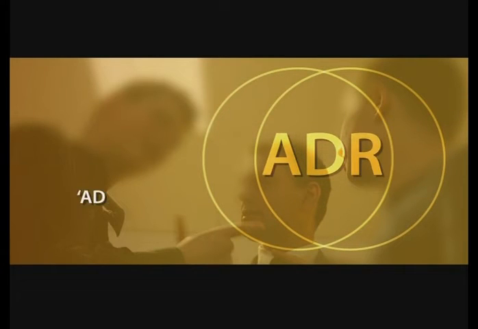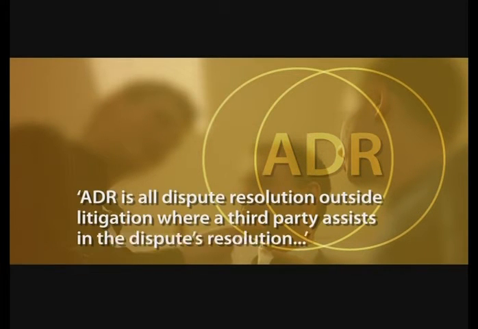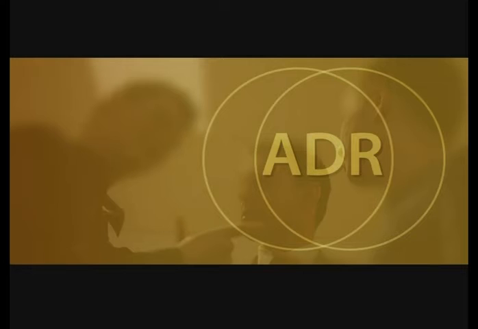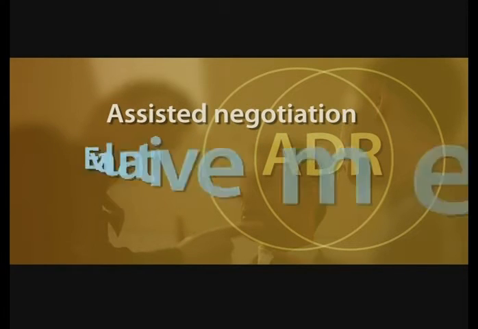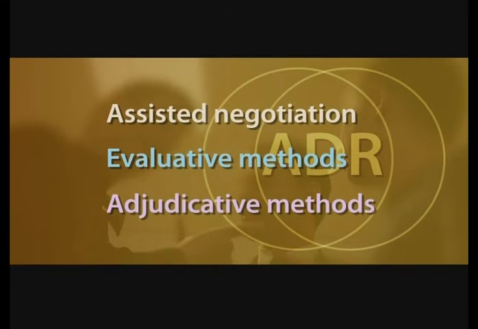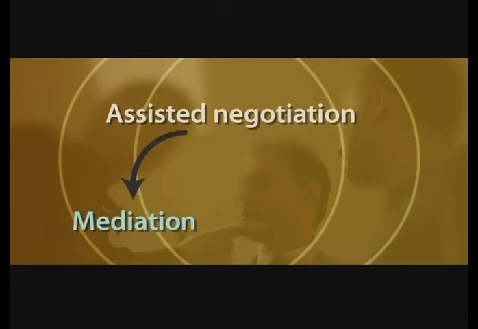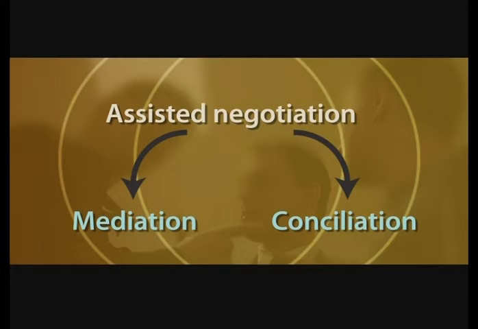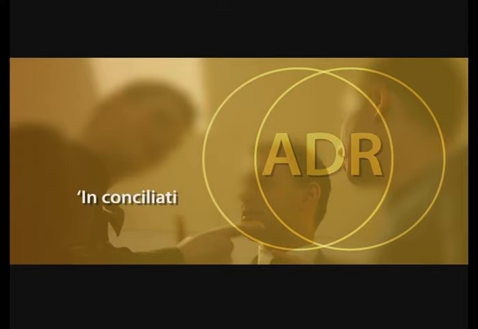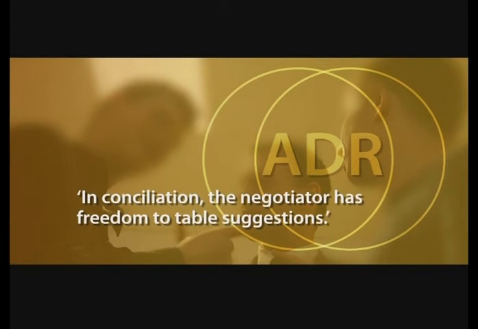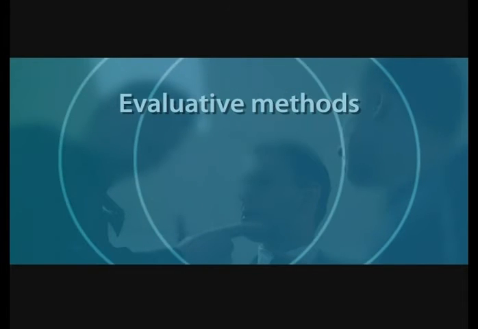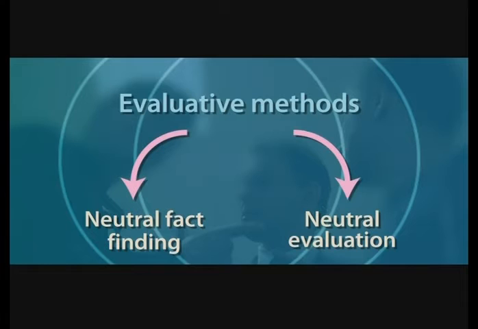ADR refers to all dispute resolution processes outside litigation where a third party assists in the resolution of a dispute. Broadly speaking, ADR can be grouped into 3 categories: assisted negotiation, evaluative methods, and adjudicative methods. Assisted negotiation includes mediation and conciliation, 2 similar processes in which a structured negotiation programme is managed by a third party to produce a legally binding outcome. Although becoming increasingly blurred, the main difference between the two is that in conciliation, the negotiator has freedom to table suggested solutions.